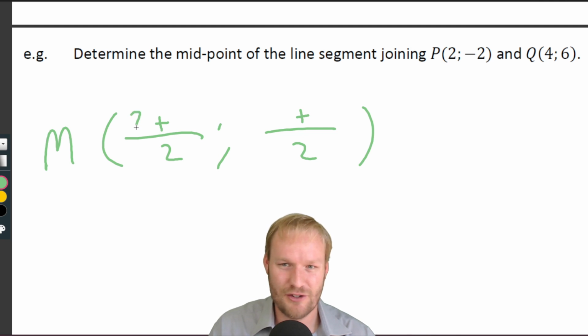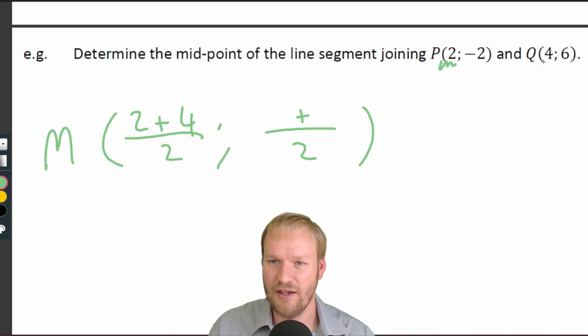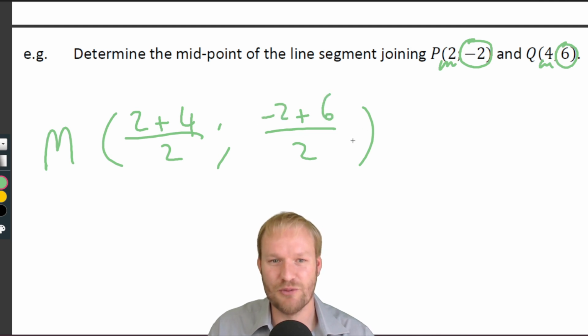So we've got 2 plus 4, because those were the x values over there. Then we're going to look at our y values, minus 2 and 6. We're going to add them and divide by 2.